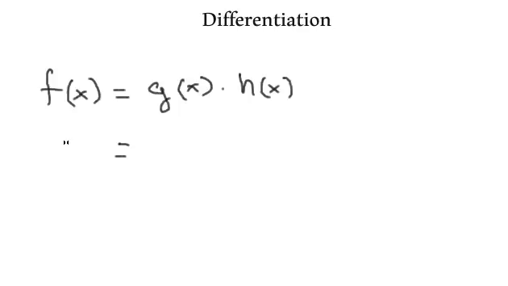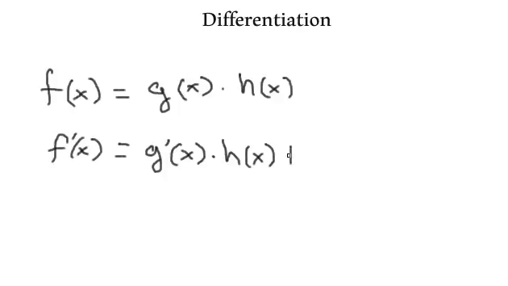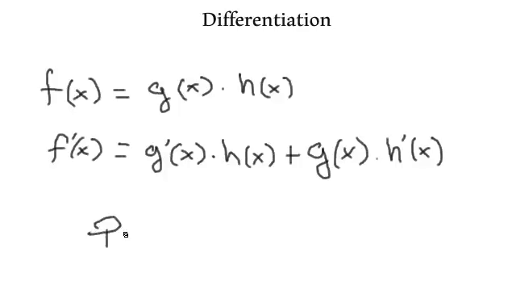Now we're taking the derivative, so this becomes f prime of x is equal to, take the derivative of the first, so I say g prime of x times h of x, plus, rewrite the first function, times the derivative of the second function. Right, and this is known as the product rule. The product rule. It's a pretty easy rule.